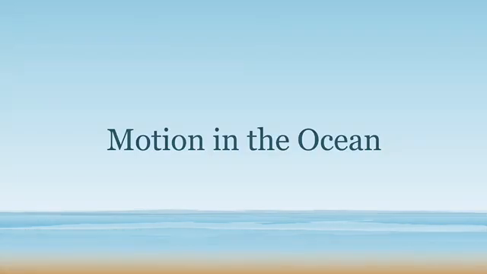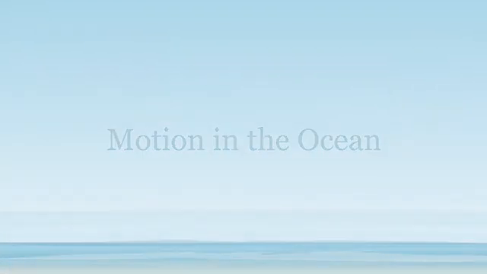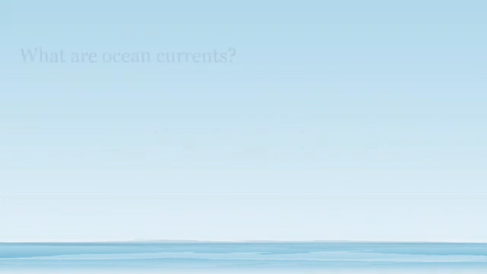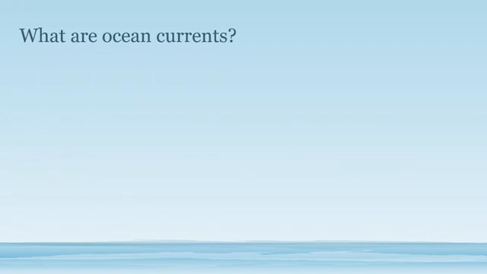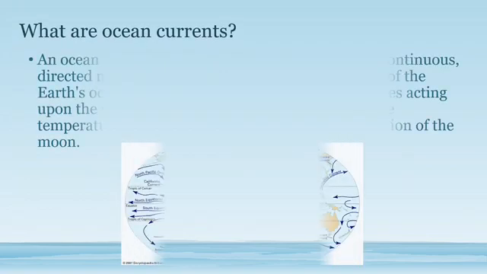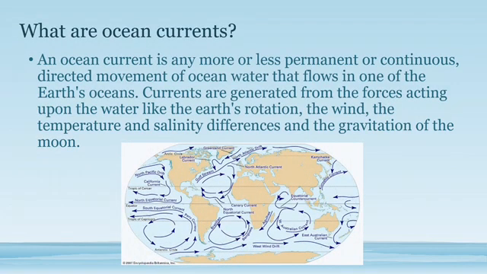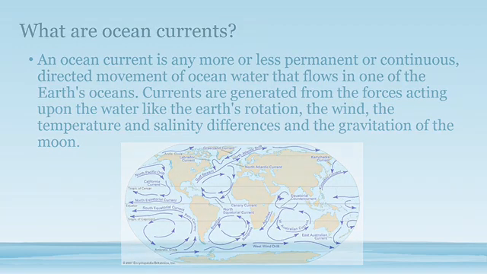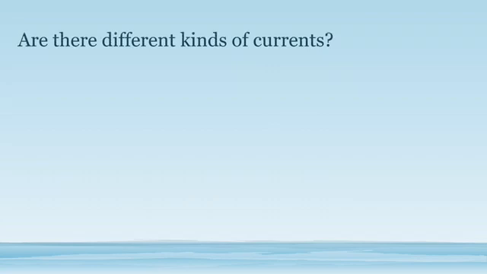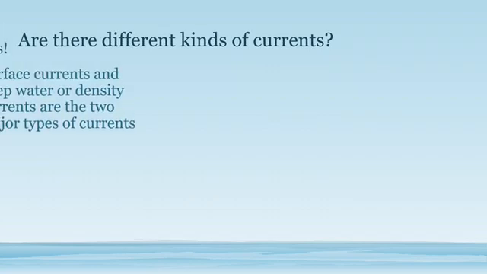Today our lesson is on motion in the ocean. What are ocean currents? An ocean current is any more or less permanent or continuous directed movement of ocean water that flows in one of the Earth's oceans. Currents are generated from the forces acting upon the water like the Earth's rotation, the wind, the temperature and salinity differences, and the gravitation of the moon.